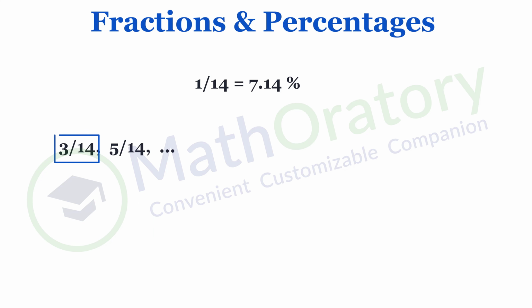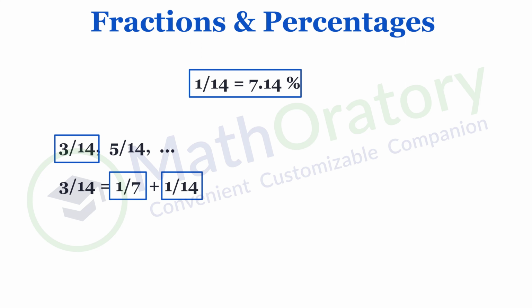3 by 14 के लिए क्या कर सकते हो? You can just separate into two parts. This is something like 2 by 14 plus 1 by 14. 2 by 14 is 1/7, and 1 by 14 is this 7.14%, right? 1/7 from the cycle, 14.28. Simply add these two, you get the answer 21.42.